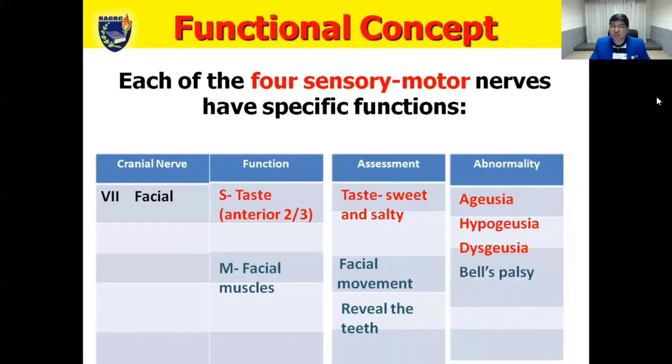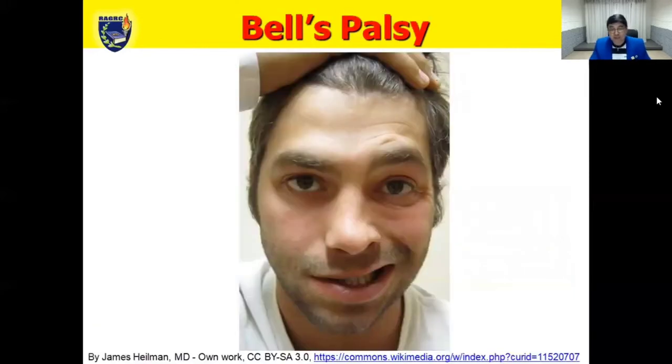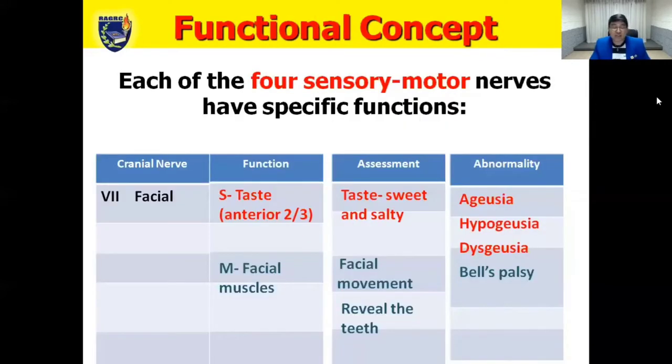So we have a condition known as Bell's palsy. Now, Bell's palsy is characterized by a weakness of one side of the face, and usually this is temporary, and it could be related to either an inflammation or a compression of the facial nerve. This could actually affect patients from age 16 to 60 or at any age within that range. So the good thing is that this is reversible.